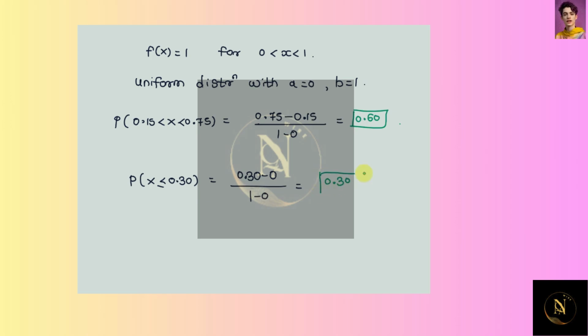Then next we have to compute the probability of generating a random number with a value greater than 0.60. So the probability of x > 0.60: here the lower value is 0.60, and since this is the uniform distribution, the upper value is 1. So this is 1 minus 0.60 divided by 1 minus 0, and the required probability is 0.40.